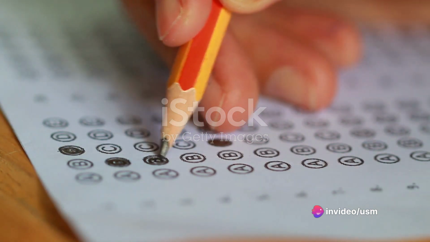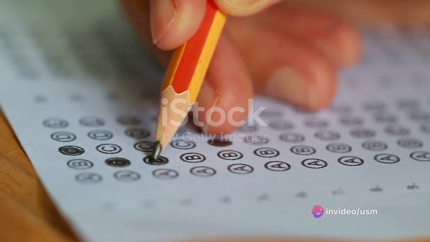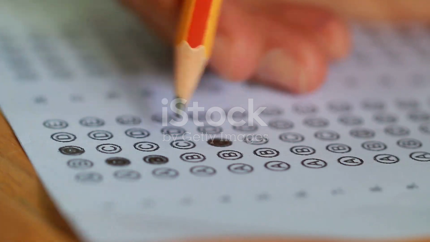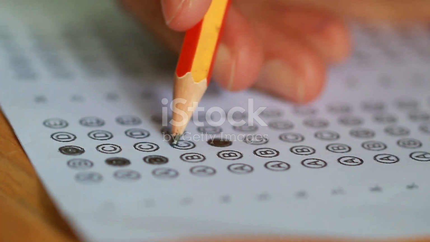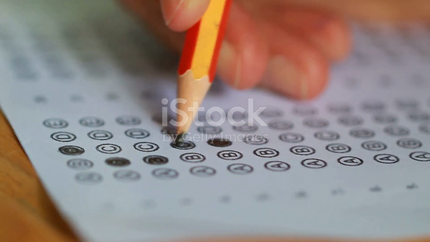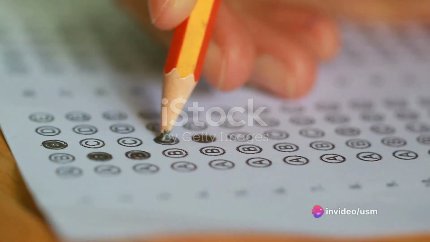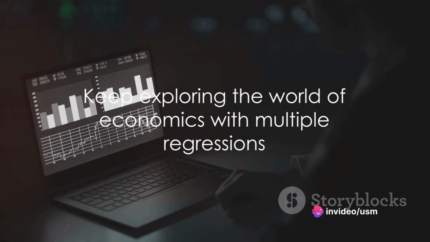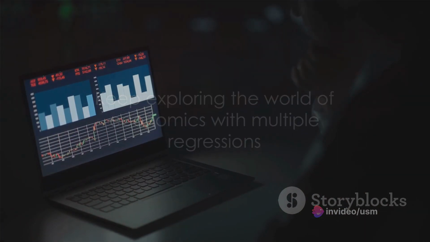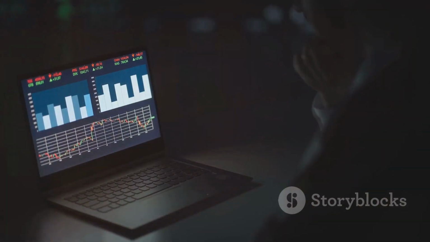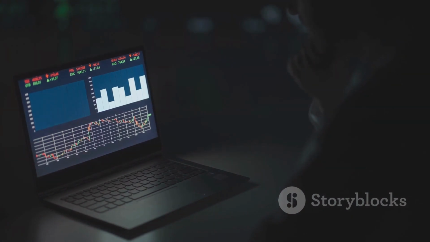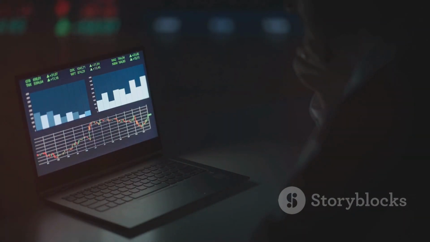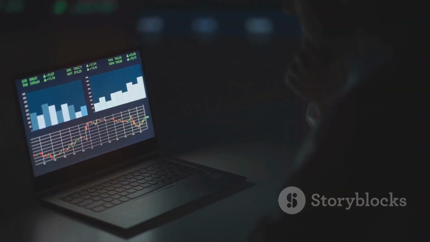But don't stop here. Continue to explore multiple regressions in different scenarios. Practice makes perfect, and the more you use them, the stronger your grasp will be. Perhaps even come up with your own real-life scenarios and try to apply what you've learned. The world of economics is full of mysteries waiting to be solved, and with multiple regressions, you're well equipped to tackle them. So keep exploring, keep learning, and keep asking questions. The sky's the limit.